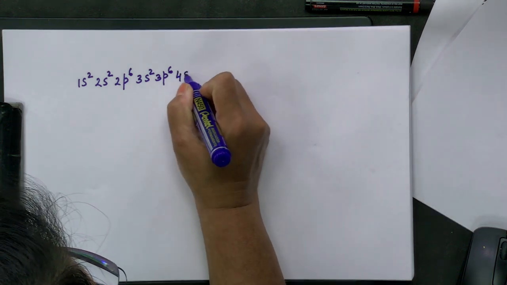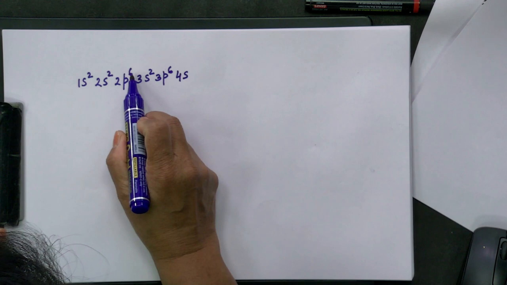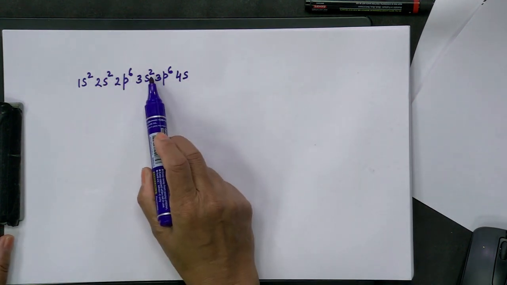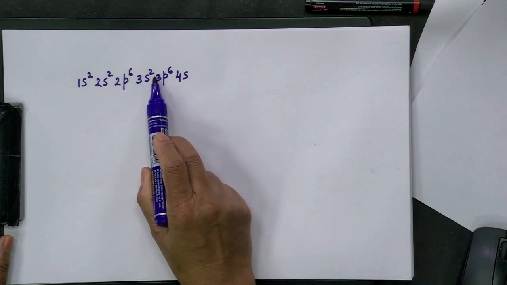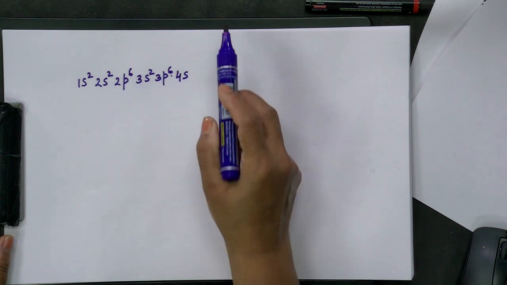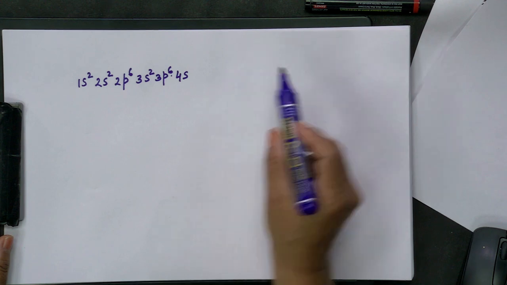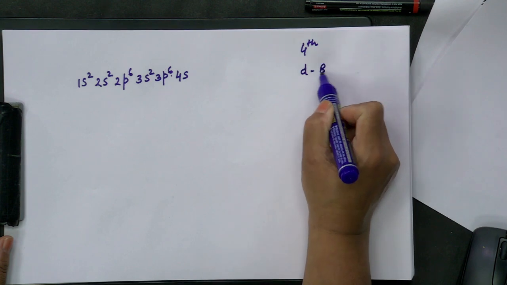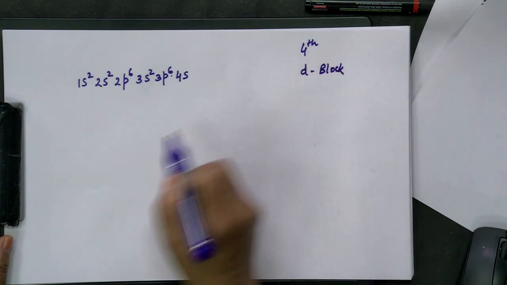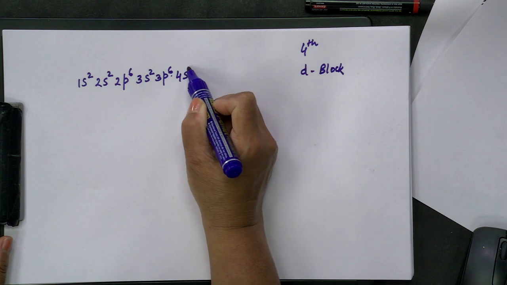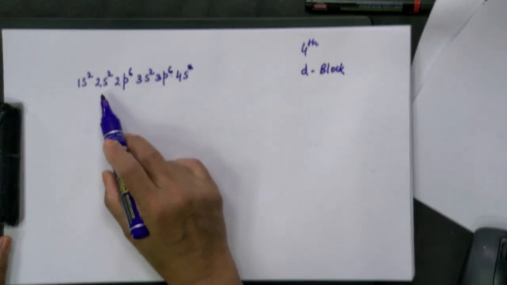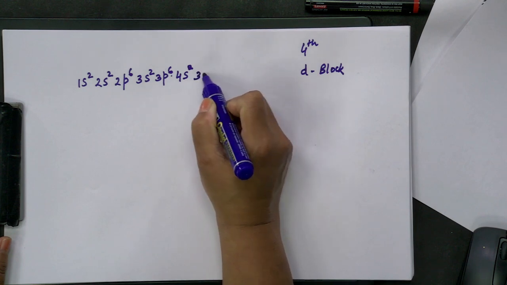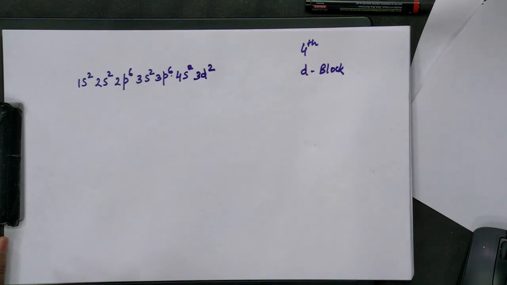After that it will be 4s. How many electrons are here? 6 plus 4, then 10 plus 2, 12 and 18. Now we have to write that it is in the fourth group. Which block is the fourth group? It is the D block. So the element will be in the D block. So 4s2, then how many electrons are left? Fourth group means it will have 3d2. So can we write the atomic number?